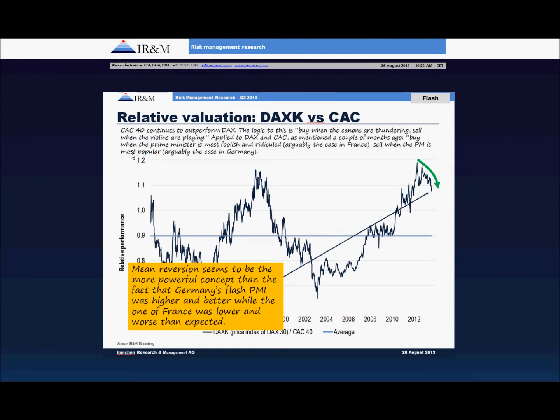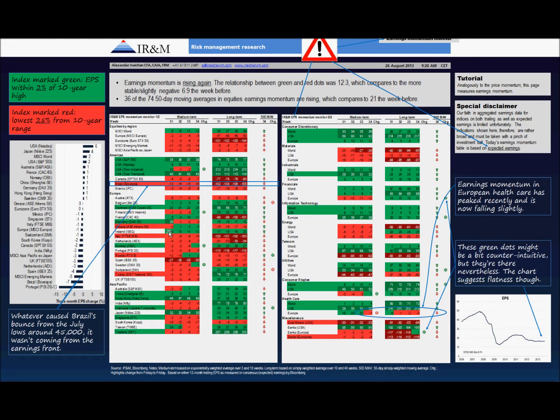It shows the relative performance of the DAX. The price in DAX K is the price index of the DAX, being a total return index, versus the CAC 40. This has reached a 20-year extreme a couple of months ago, and now there's mean reversion, which means the CAC is outperforming the DAX, irrespective of whether this is intuitive or not. These are simply stating the facts.